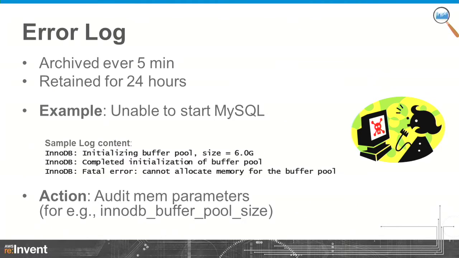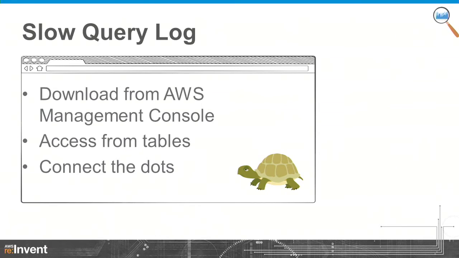And slow query logs. Slow query logs you can download from the management console, like we talked about. And you can also access them from tables. And it's important to connect the dots across all these metrics as well. So with respect to slow query logs, if you have specific trends with your CPU utilization hiking up, or your latency hiking up, you want to understand what exact queries were running at that point in time to figure out if there's application performance tuning that you will need to do.